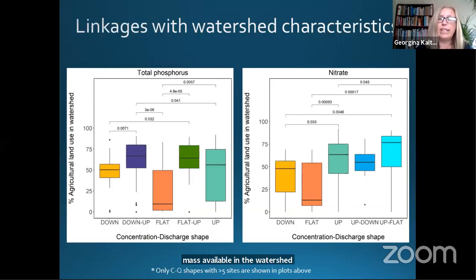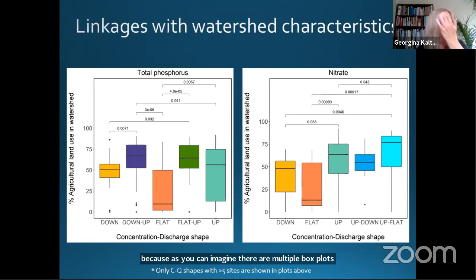We're also interested in looking at linkages between the CQ shapes that we found and watershed characteristics. The first step that was done was to look at box plots between various watershed characteristics and the CQ shapes. On this slide, I'm just showing one example because, as you can imagine, there are multiple box plots and combinations available. For this one, we're looking at box plots for total phosphorus and nitrate, and specifically looking at the effect that the percent agricultural land use had on the watershed.